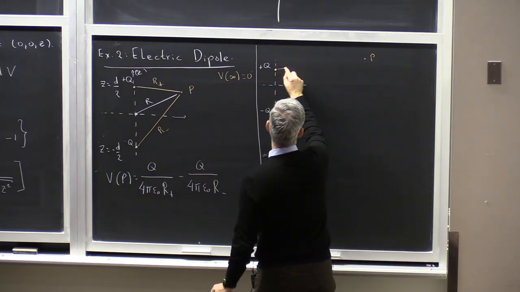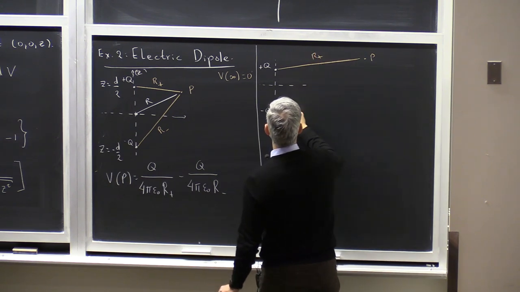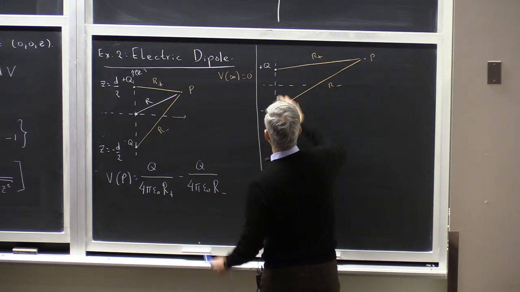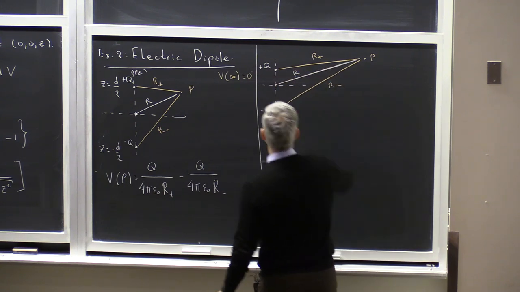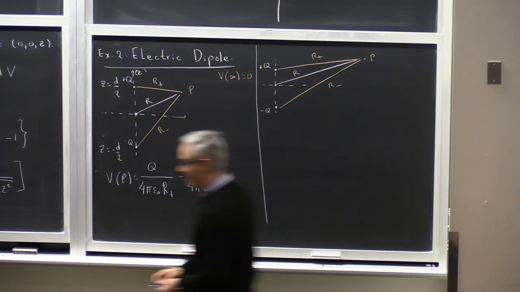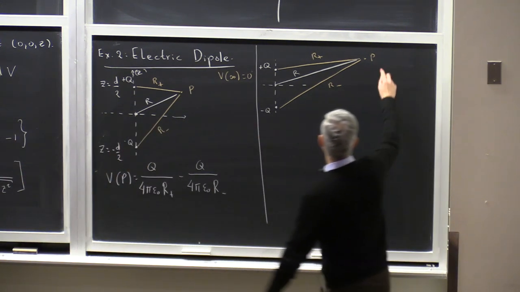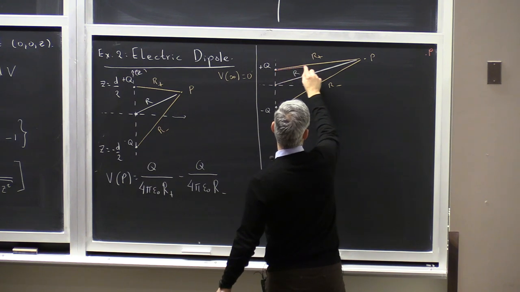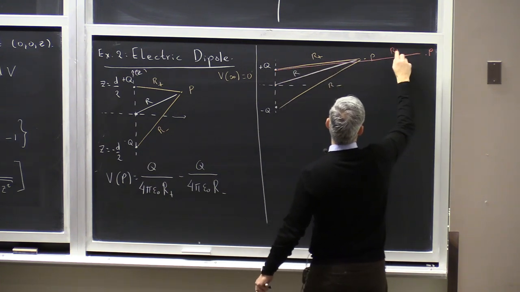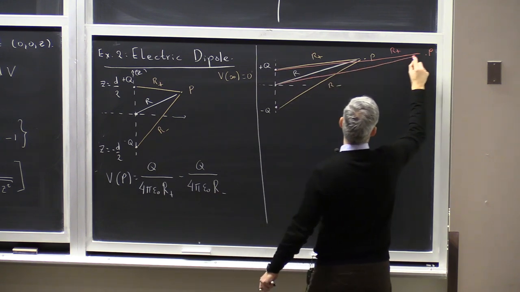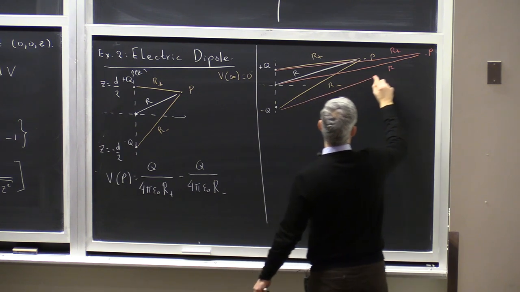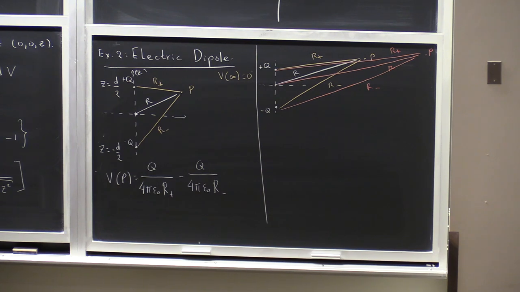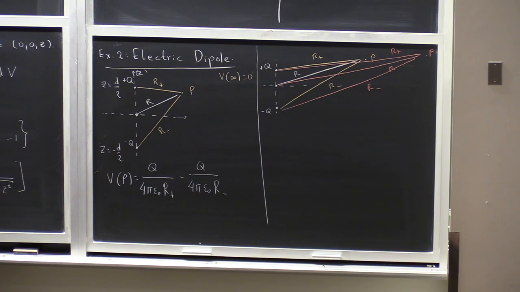So this is the R plus that I defined. This is the R minus that I defined. And this is the r, the distance of the observation point from the origin. Now imagine that you take this point even further away. So I take this point and I move it here. And then this is R plus. This is r. And this is R minus. So what do you notice about the relative orientation of these three lines as this point is moving away?